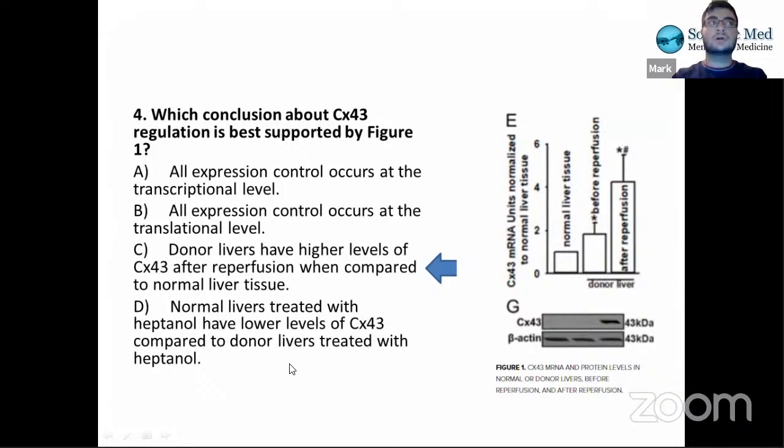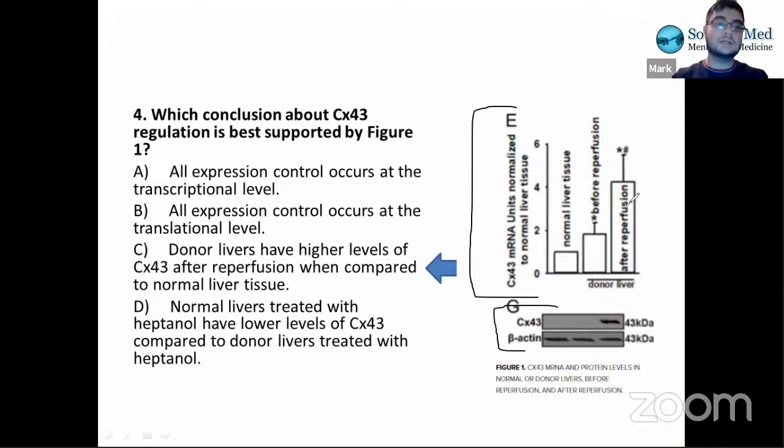The way we can look at this from this graph is we can see that the graph is measuring the mRNA levels, and the black bars are measuring the protein levels. Okay, so if it was just transcriptional control, then we would see a big difference from here to here, because if it's transcriptional control, it gets changed at the mRNA level. If it was translational control, it gets changed at the protein level.